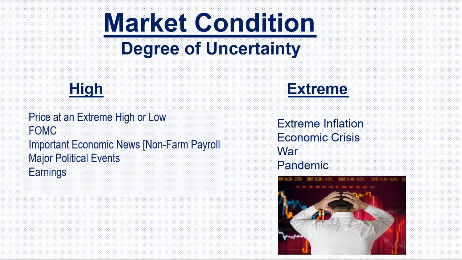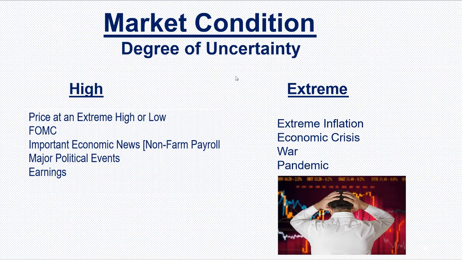Next you want to quantify the market condition, the degree of uncertainty. There's always going to be some uncertainty with the markets, but you want to try to quantify it. So is it high? Are we at extreme highs or lows in the market? High uncertainty could be coming from the FOMC meeting or some important economic news, non-farm payroll. Or are the market conditions very extreme: inflation, some kind of market crisis, war, pandemic.